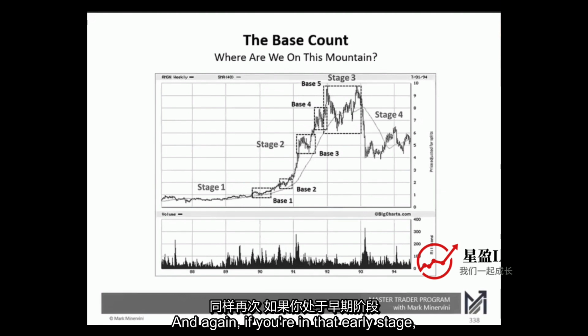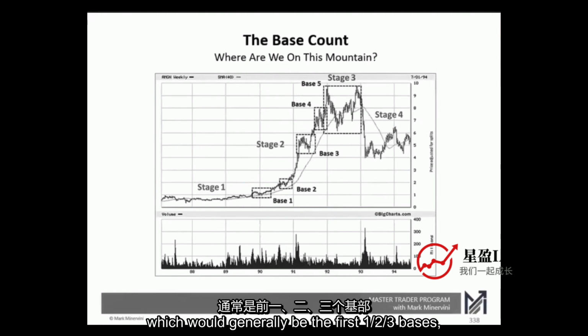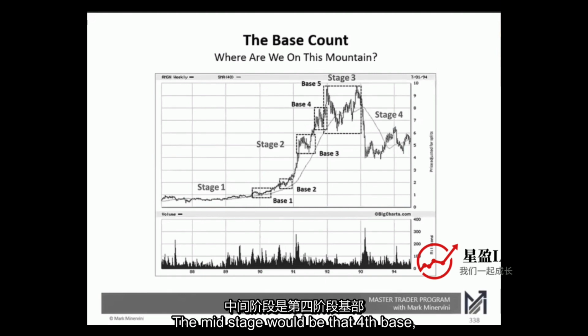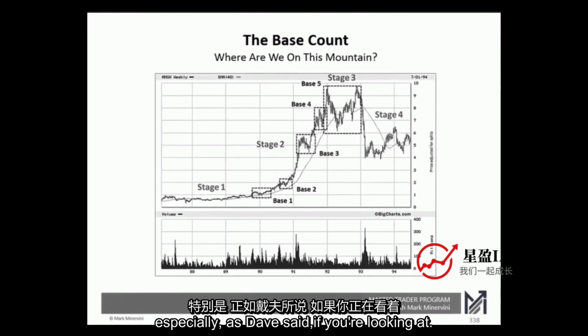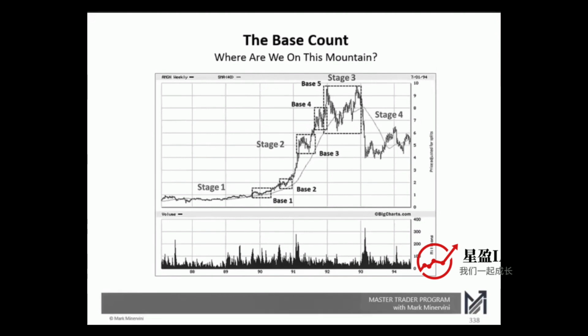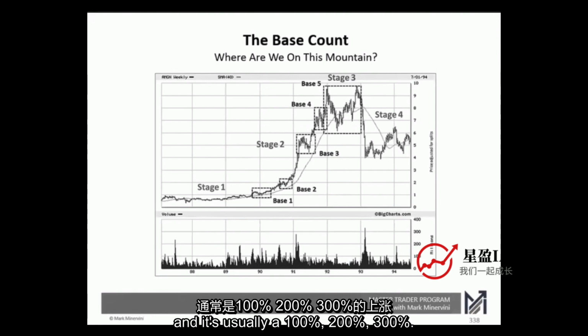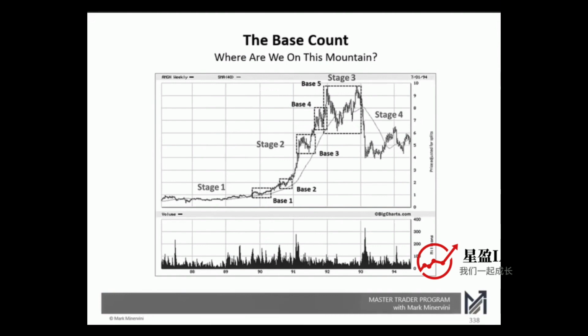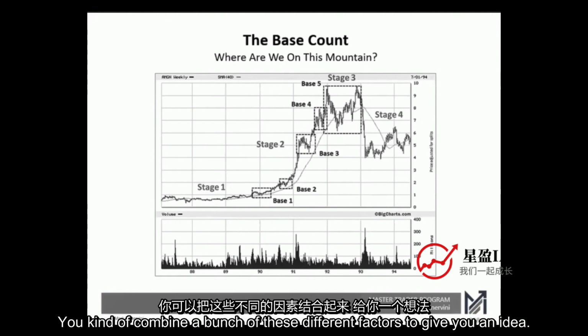And again, if you're in that early stage, which would generally be the first, second, third bases, that's the early stage. The mid stage would be that fourth base. Then you get into like the fifth, sixth base, and you're generally late in the game, especially as Dave said. The average move of a leading stock is about a year and a half, right? Yeah, and sometimes two years, and it's usually 100, 200, 300%. So you combine a bunch of these different factors to give you an idea.